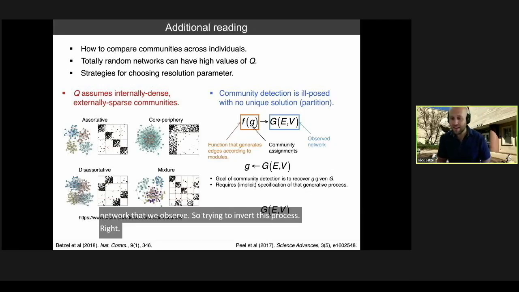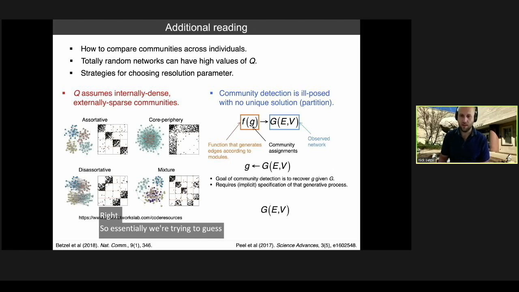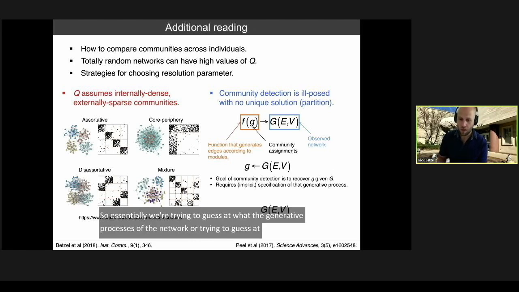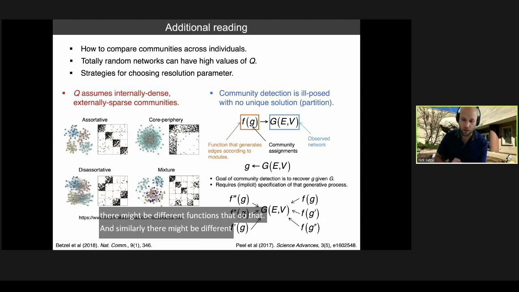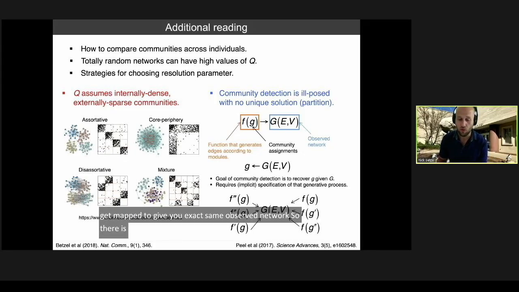So essentially, we're trying to guess at what the generative process is of the network. We're trying to guess at what f to the -1 is. And it turns out this is really problematic because there might be many functions, and in general there are an arbitrary number of functions that could map the same set of communities to your network. So there might be different functions that do that. And similarly, there might be different communities that can get mapped to give the exact same observed network. So there is no unique solution. And this poses a problem for community detection, but it also motivates exploring many different methods.